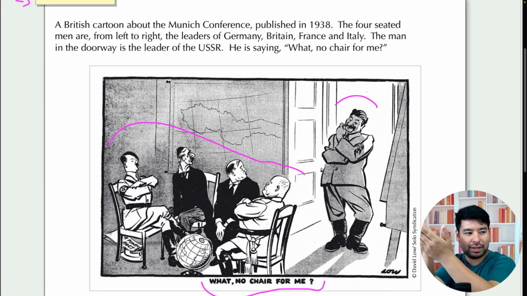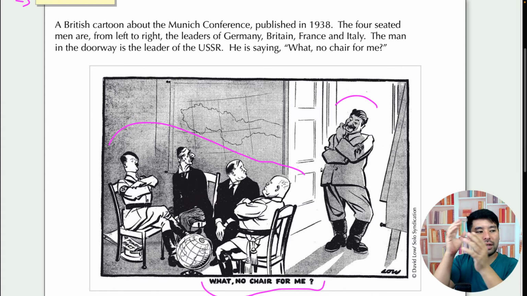Pay attention to this picture here. Check it out, every detail. The characters, what do we have on the wall? The guy touching his mustache. There is a globe in the middle. The sentence, "What? No chair for me?" Remember that we have to analyze every detail, right?